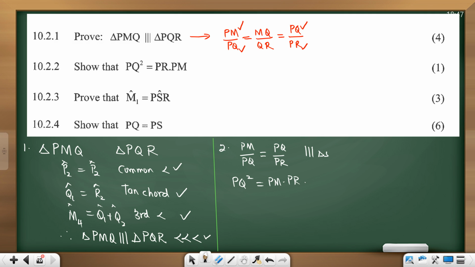Once you finish your similarity, put the ratio somewhere. The next question may be connected to it.